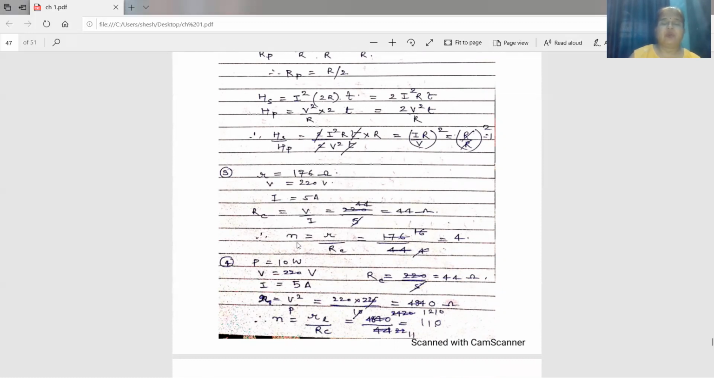So the number you want to find, N, equals the resistance of the wire given, that is 176, divided by the resistance of the circuit, that is 44. You are getting 4. There will be no unit here.